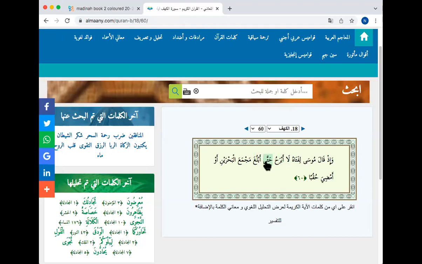This is mansoob because, after hatta, the fi'l mudari' is always going to be mansoob. It's not mansoob because of hatta. It's actually mansoob because of an, which is hidden, known as an al-mudmara. Same as we say lam al-ta'lil, after the lam, the fi'l is going to be mansoob because of an al-mudmara, hatta ablugha. And then majma' al-bahraini, the point where the two seas meet.